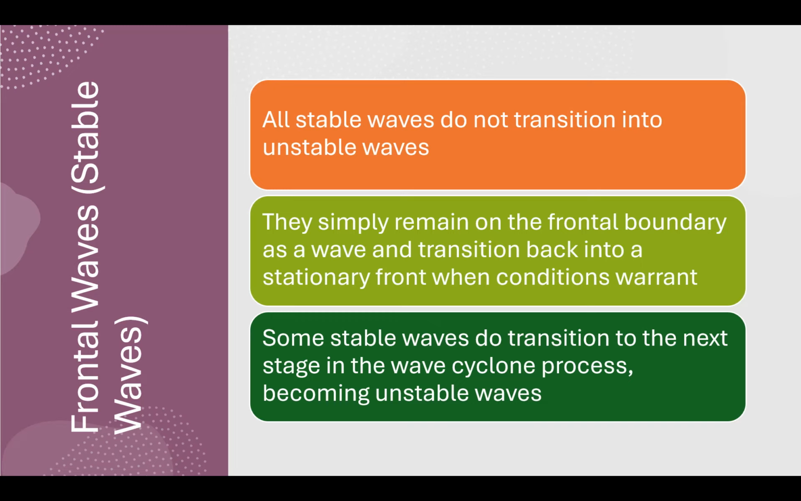With stable waves, not all of them necessarily transition into unstable waves. They simply remain on that frontal boundary as a wave, and they may transition back into a stationary front when the conditions warrant. Now, some stable waves do transition to the next stage in the wave cyclone process, and this would be the unstable wave process. So now we're going to take a look at the unstable wave process.